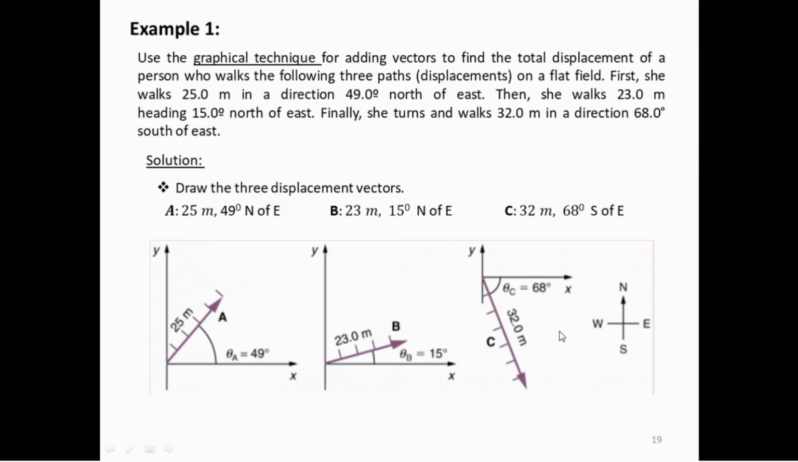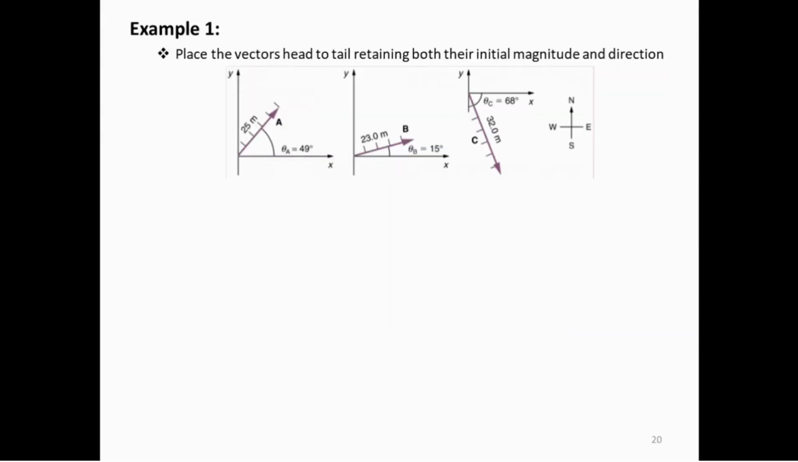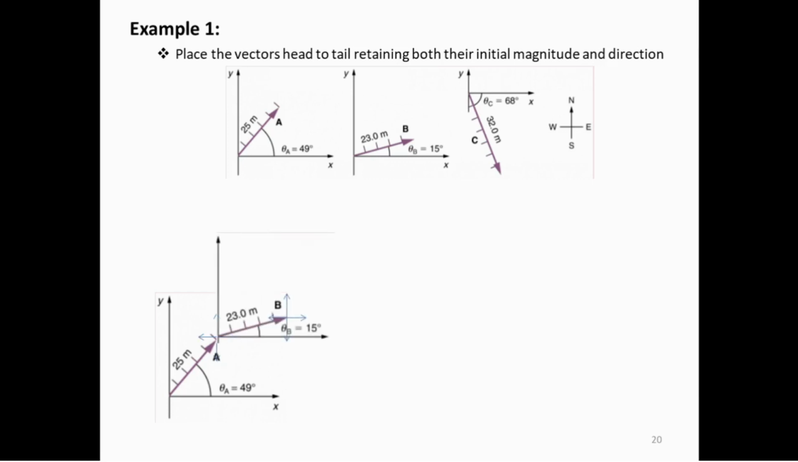Now let's use the tip to tail method, or the polygon method. First, we draw the first vector, vector A. This is our vector A as we have drawn a while ago. At the tip of that vector A, we draw a small, imaginary Cartesian coordinate, which will be the Cartesian coordinate we will be using to draw the second vector. From this Cartesian coordinate drawn at the head of the first vector, we draw the second vector. We just connect it, right? So this is our second vector.